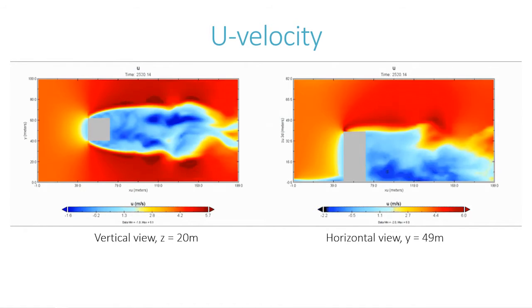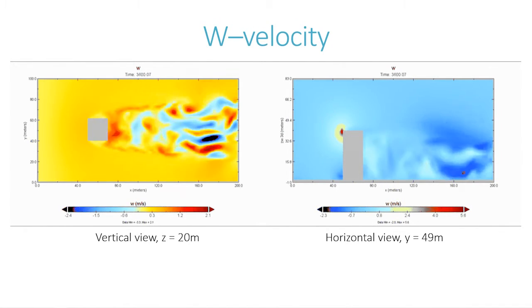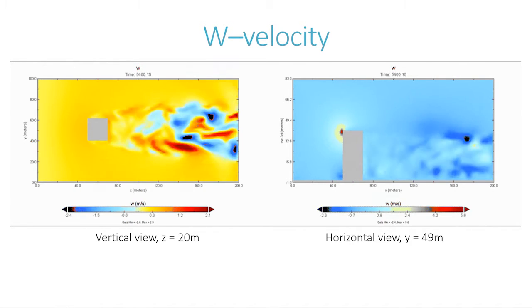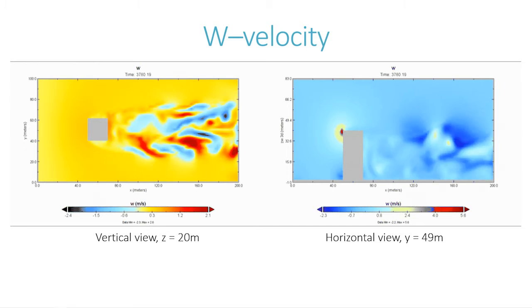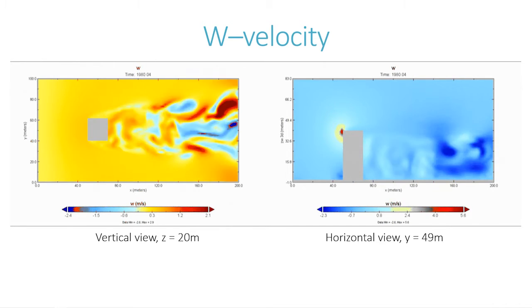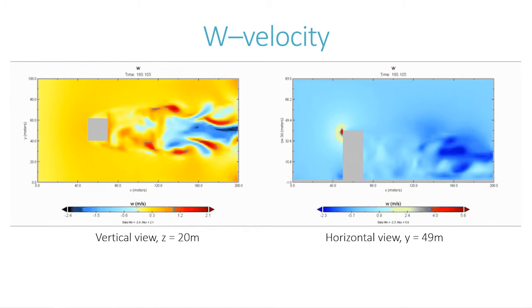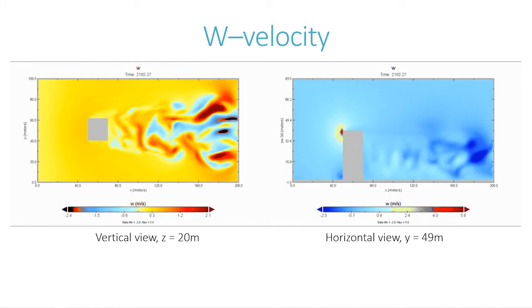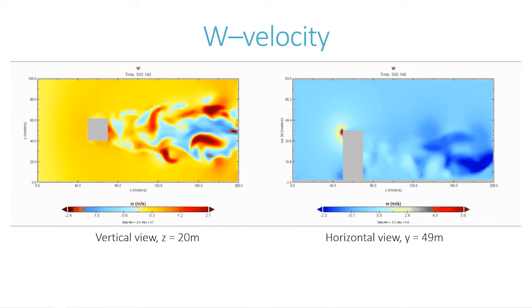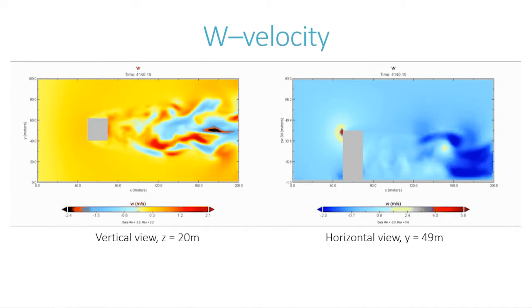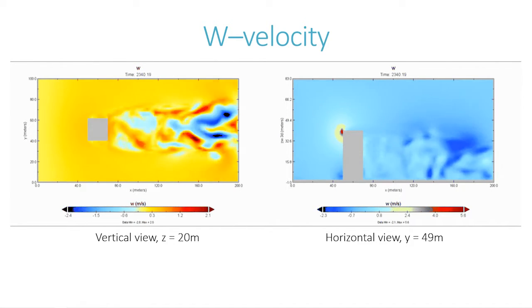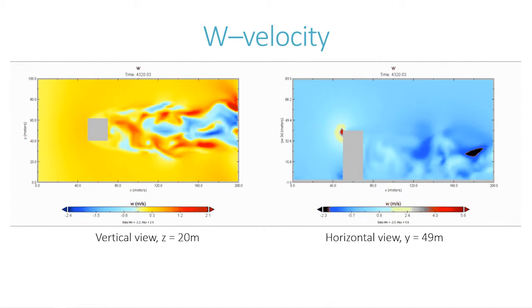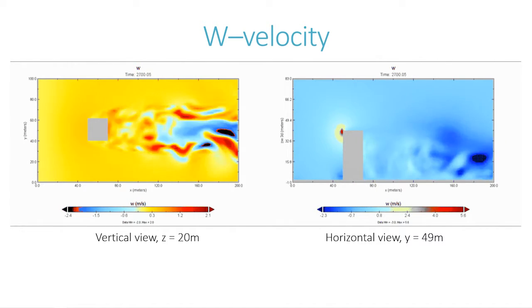Then the w velocity, which is the velocity in the z direction. For most of the domain, it's about 0, which is good because we did not initialize a velocity for this component. But in the vertical view, you can see really good circulation pockets behind the building with flows ranging from 2 to negative 2 meters per second. Those are the red areas in the flow behind the building, indicating vertical flow in these regions, which is another indication of circulation.